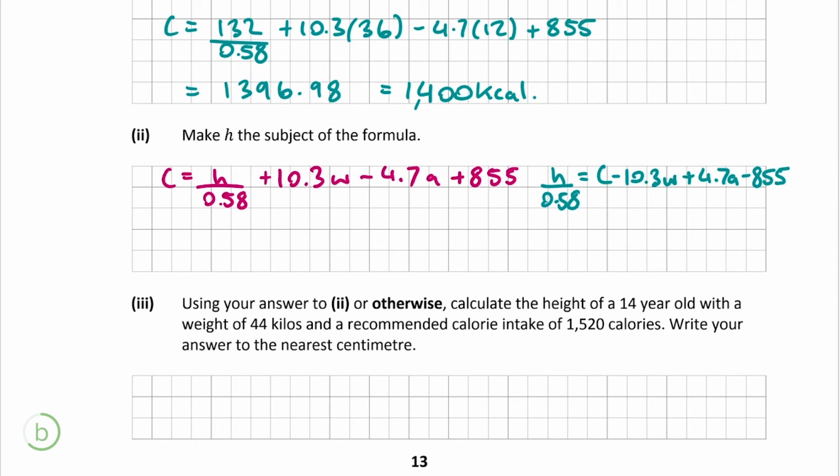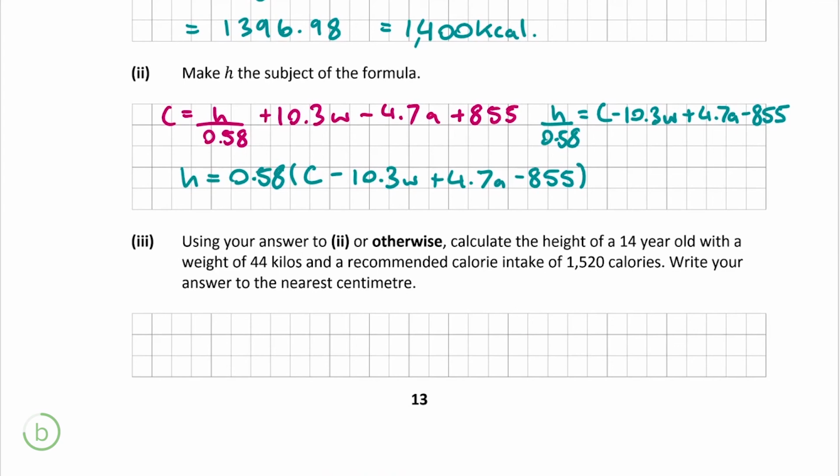From here, it's just a matter of multiplying across by 0.58 to get rid of the fraction on the left, and this gives us H is equal to 0.58 times (C minus 10.3W plus 4.7A minus 855). And that's the answer for part 2.